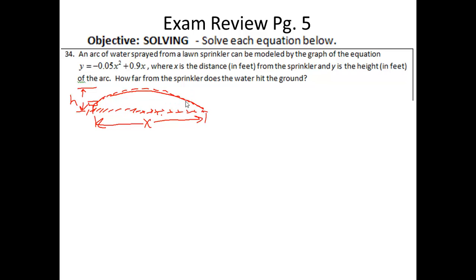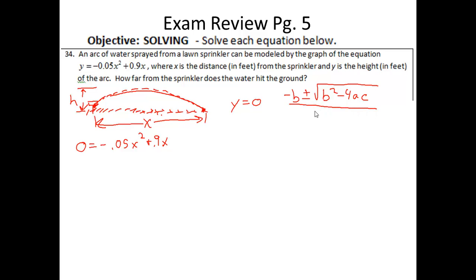So we know that when the water hits the ground, it's going to hit the ground in 2 spots. One is right where it starts, the other one is over here on the other side. So what does y equal when the water hits the ground? y is equal to 0. So let's figure out what our x is when the water hits the ground. So we say 0 is equal to a negative 0.05x squared plus 0.9x. We're going to solve this using the quadratic equation, which again I'll write down. Negative b plus or minus the square root of b squared minus 4ac all over 2a.